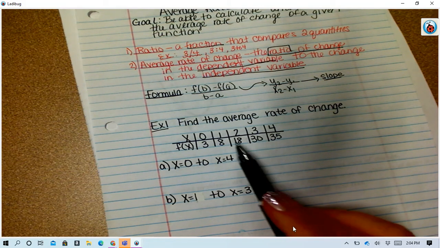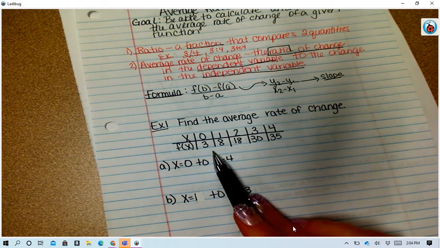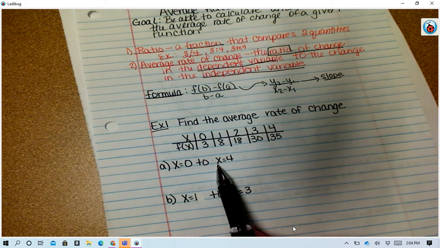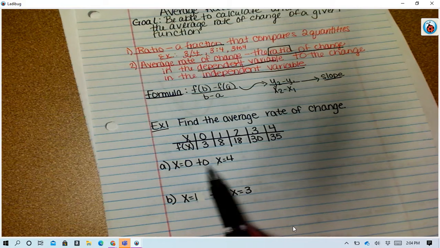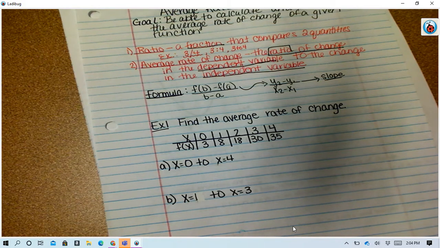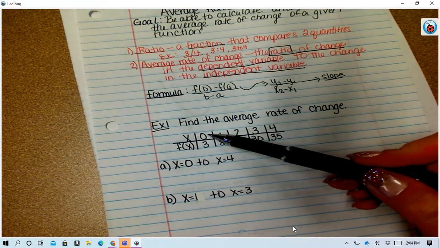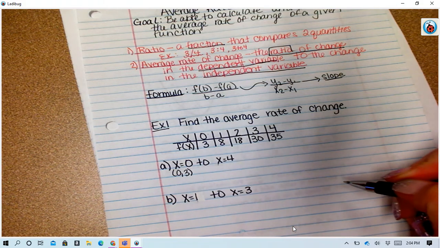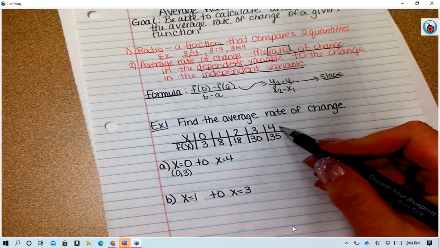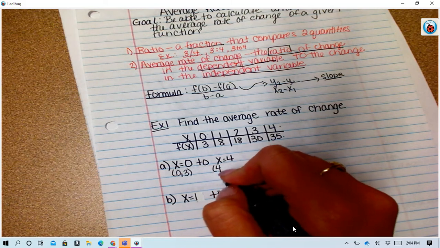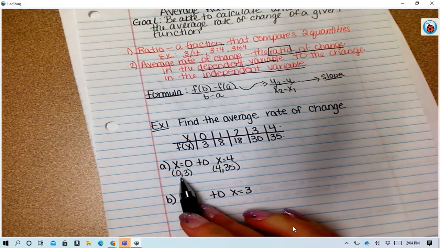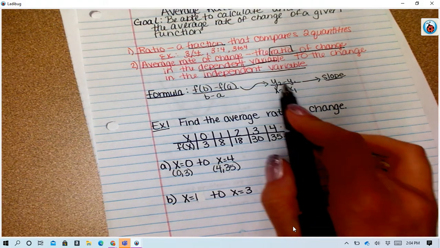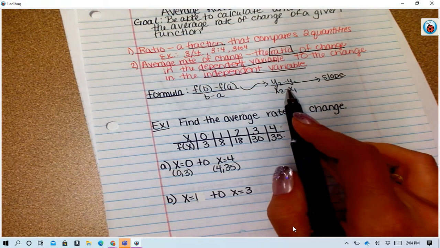So we're given this table, and we are asked to find the average rate of change, and they're going to give us an interval to find that average rate of change out of. So normally what I do is I take the x values that they give me and I rewrite them as points. So when x is 0, f of x is 3. So we're going to find the slope from 0, 3. When x is 4, f of x is 35. Writing them as points just helps me see this slope formula easier because we've seen that before.